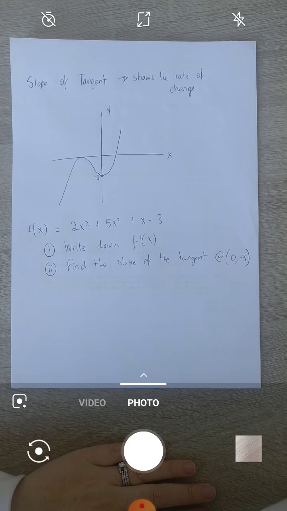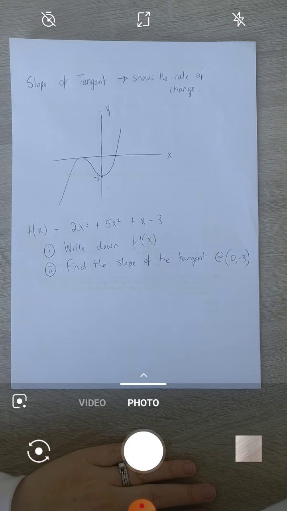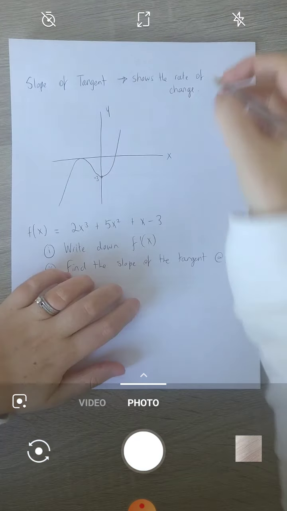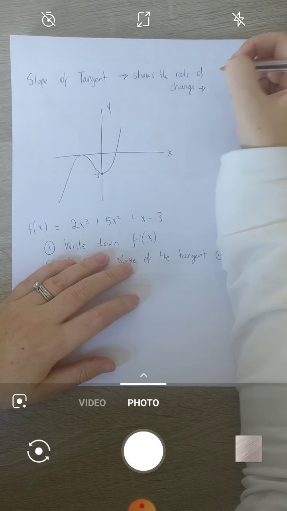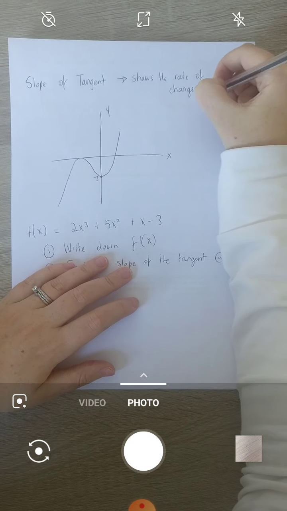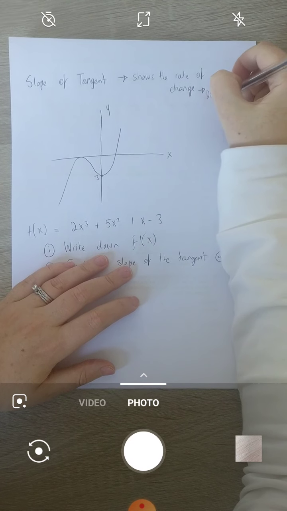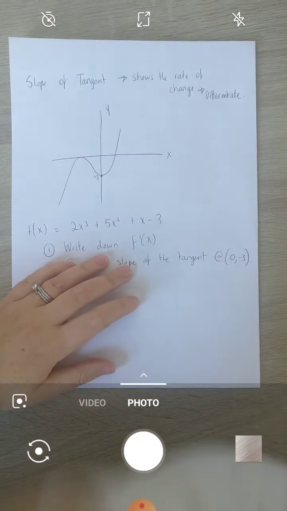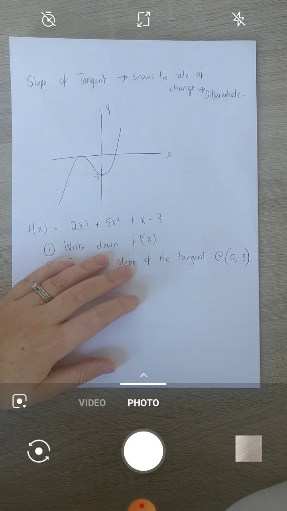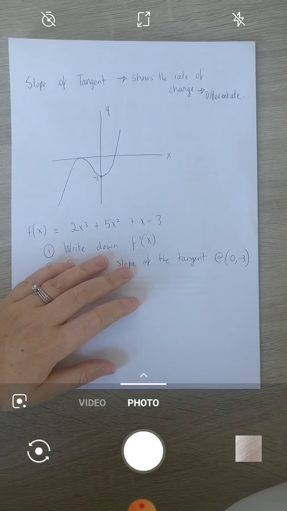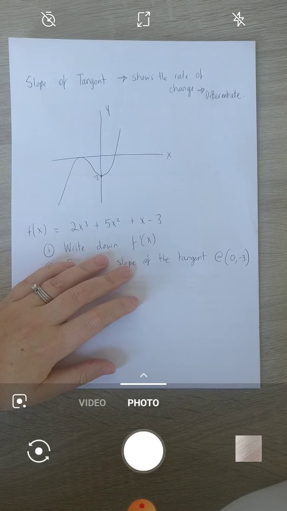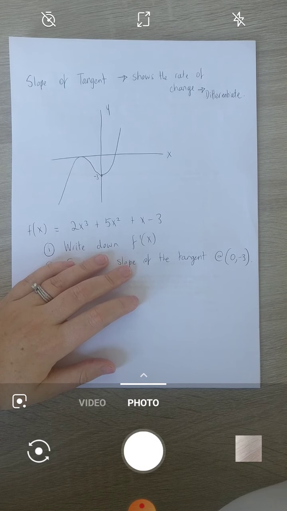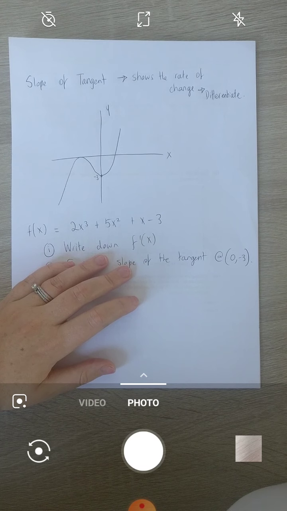So first of all, the slope of the tangent shows the rate of change, and we said that differentiation was studying the rates of change. So we're going to start off by differentiating when we're talking about the slope of the tangent. So let's just discuss tangent again. A tangent is a line that hits off a curve at one point only.